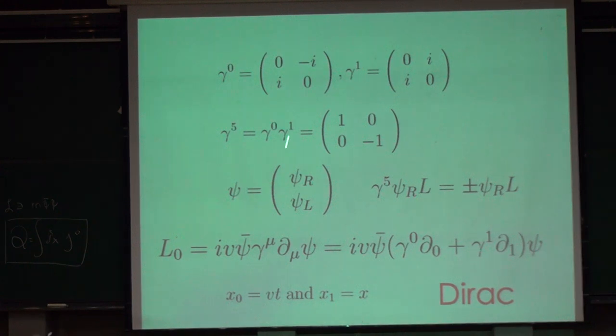If you define such an object, you can find that the Lagrangian can be written in this way: i psi bar gamma mu d mu psi. So this is the Dirac Lagrangian I introduced in my introduction of formal stuff. Although previously it was in four dimensions, 3+1 dimensions, here it is in 1+1 dimension.